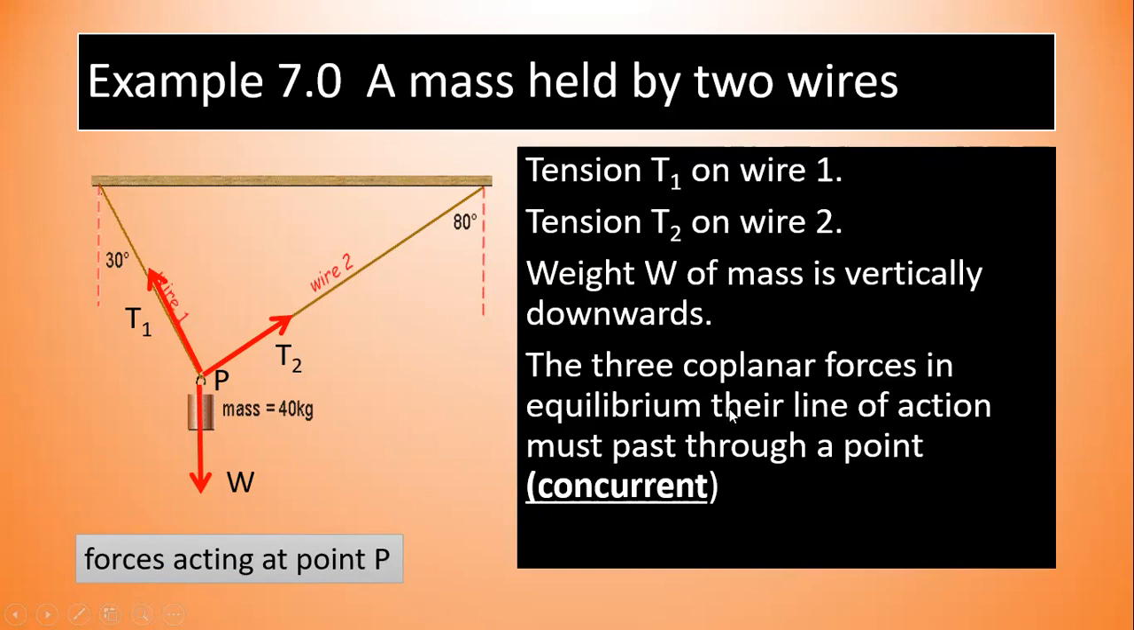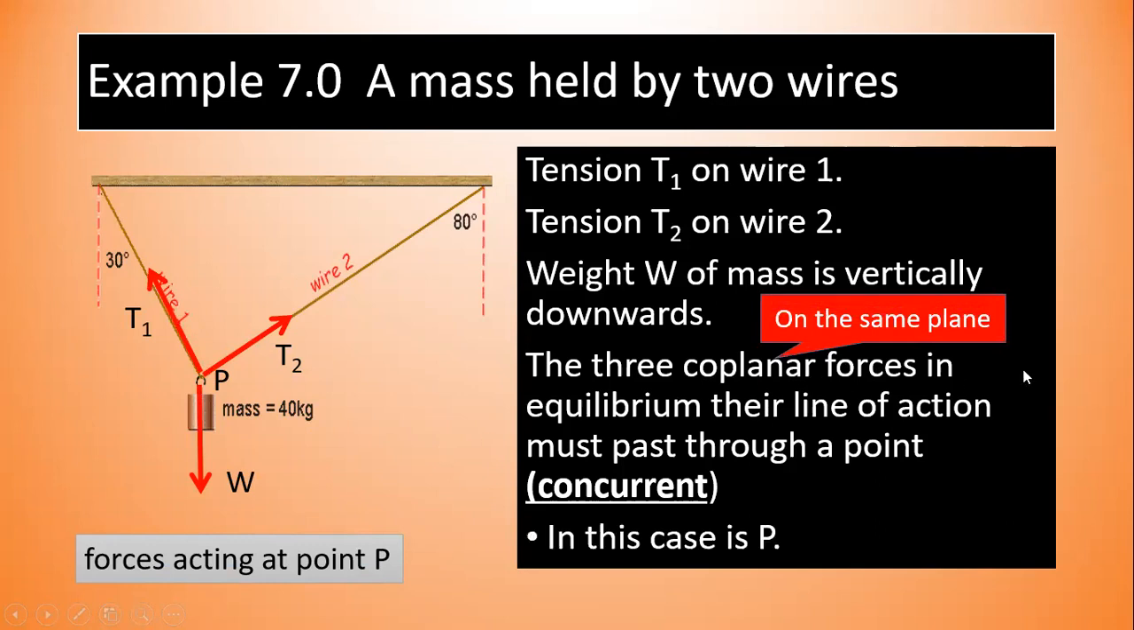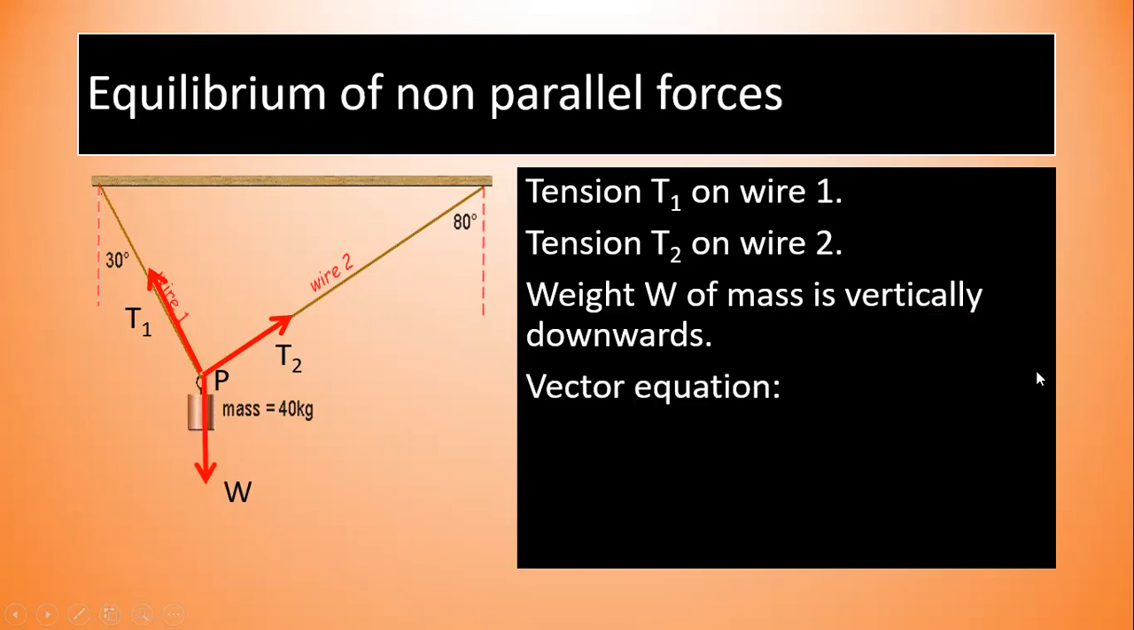Three coplanar forces in equilibrium, their lines of action pass through a point, concurrent. That means all these three forces are in the same surface or same plane. Right? That's called coplanar forces. So the lines of action of the forces must pass through a point, or we call it concurrent. Coplanar means same plane, same surface. In this case, P is a point.